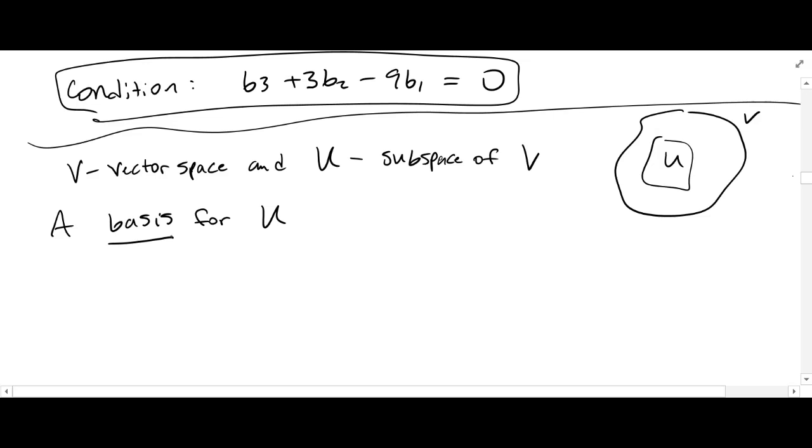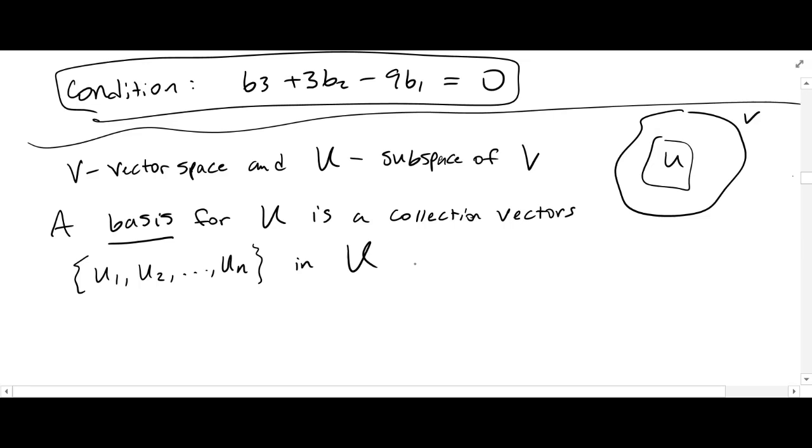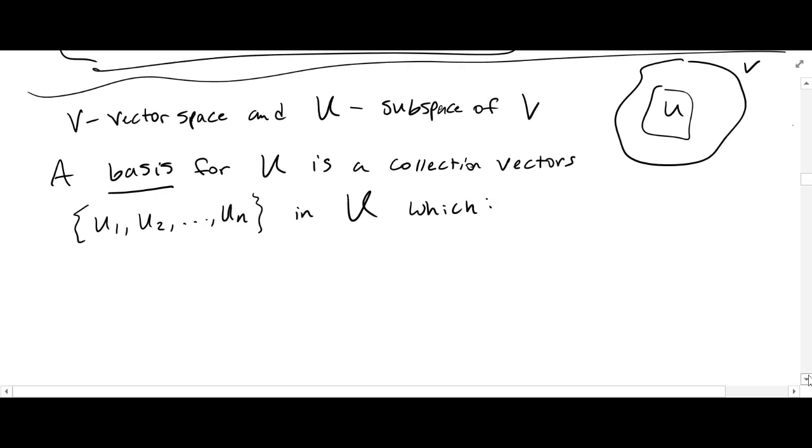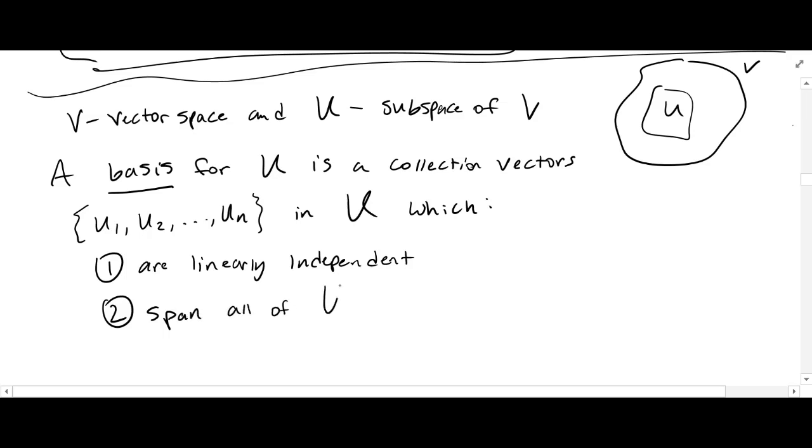A basis for U is a collection of vectors U1 up until Un in U that satisfies two conditions, which are linearly independent and span all of U. So a basis for U is just a collection of vectors in U that span all of U and are linearly independent.